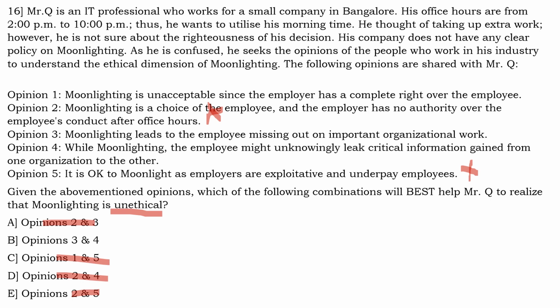Opinion 1 is moonlighting is unacceptable since the employer has a complete right over the employee. So it is not talking about any specific reason why you should not moonlight. It is just saying that the employer has a complete right. So this may not be a good opinion, but anyway you don't have to look at it because there is no option where opinion 1 is coming. All other options we have eliminated, so there is no need to look at these things. 2 and 4, yes, again you can eliminate. 2 and 5 you eliminated. 2 and 3, so opinions 3 and 4, this will be your answer. Option B is the correct answer.